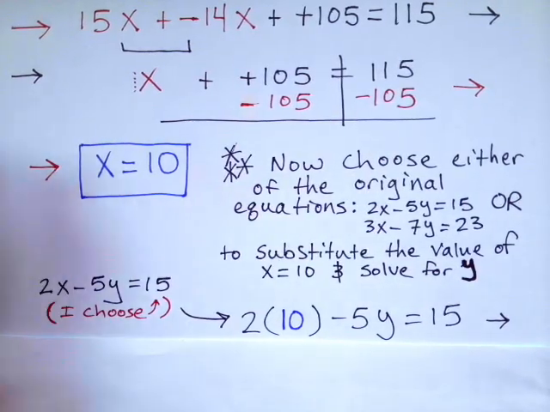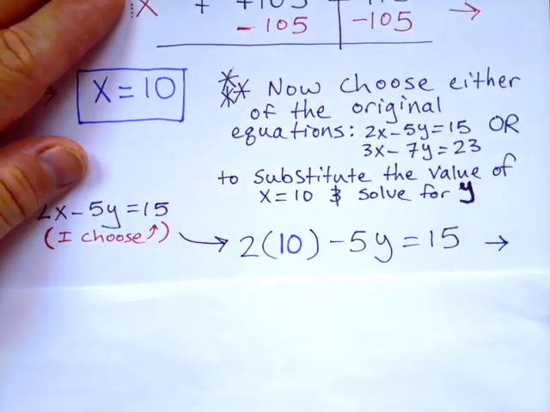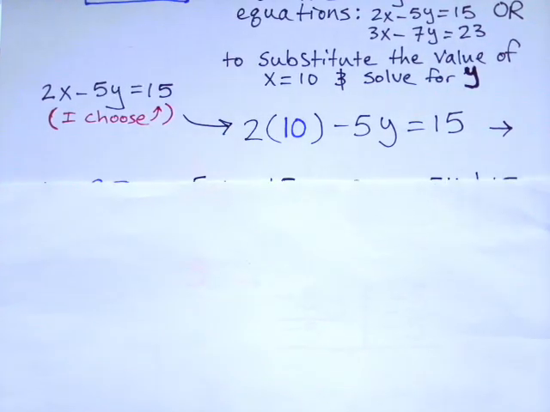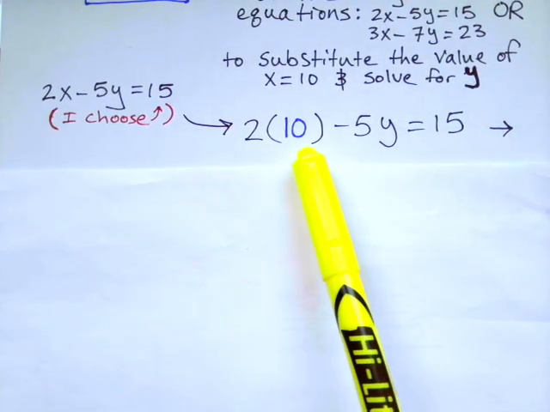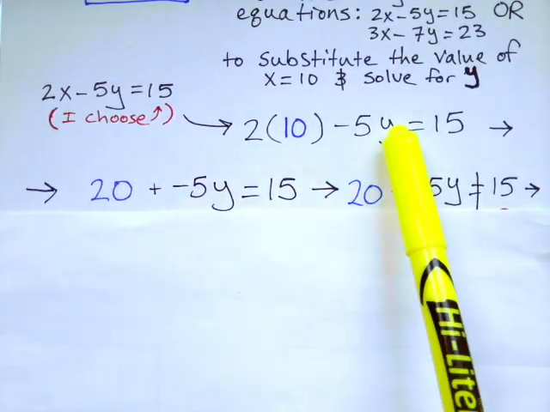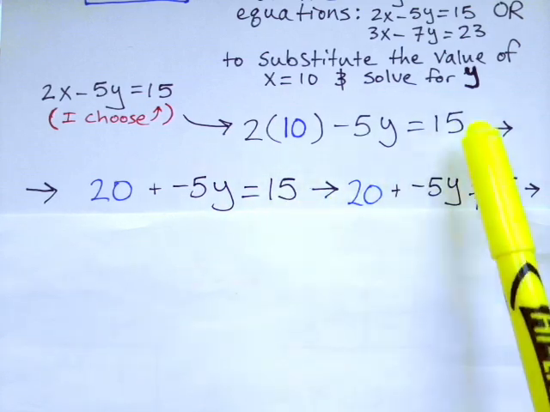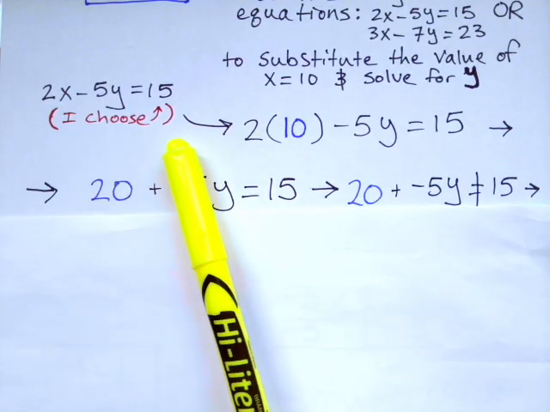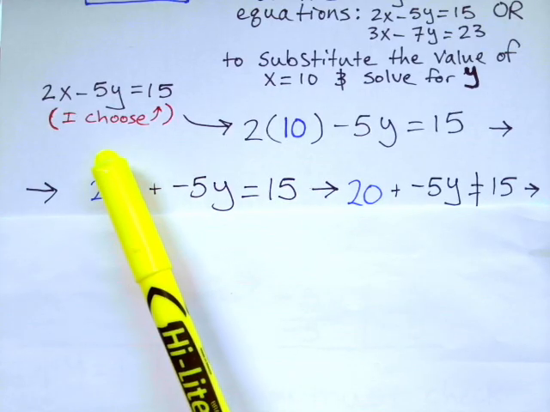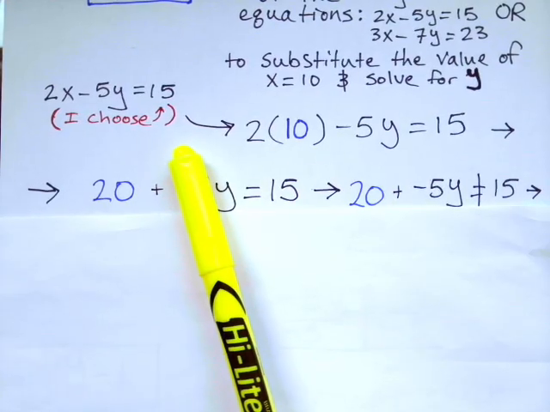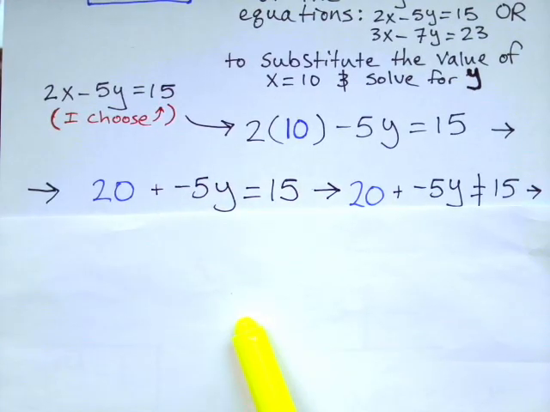Now I'm just going to slowly go through and solve for y, following the order of operations. So 2 times 10 is 20. And I'm just going to rewrite plus a negative 5y equals 15. Now I want to get y all by itself. So that means I have to get rid of the 20 and I have to get rid of that negative 5. I've got to turn 20 into 0 and turn negative 5 into that invisible positive 1. And then y will be all by itself.